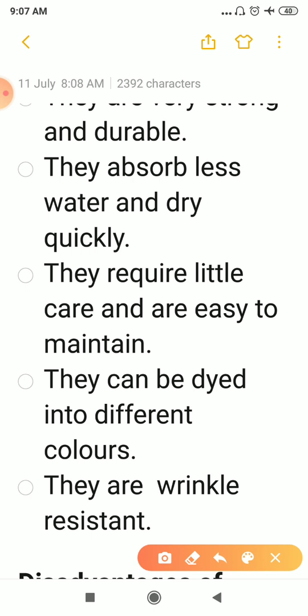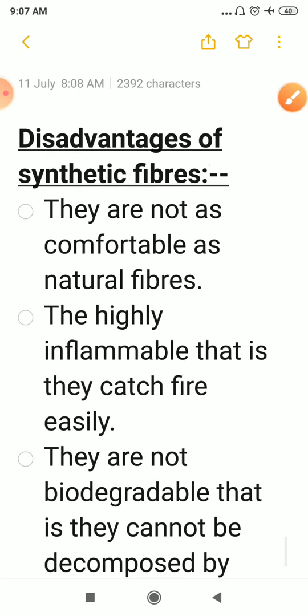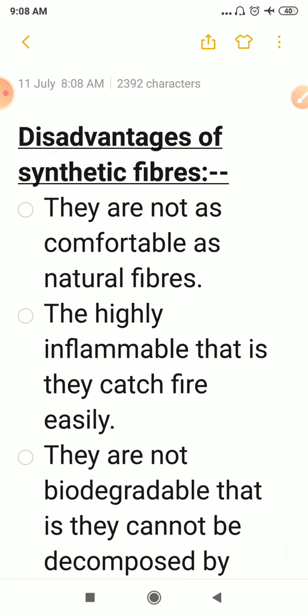They absorb less water and therefore the cloths made from synthetic fibers dry easily. They are wrinkle resistant, therefore they require less maintenance. These are some characteristics of synthetic fibers. If something has some advantages, definitely there are disadvantages.